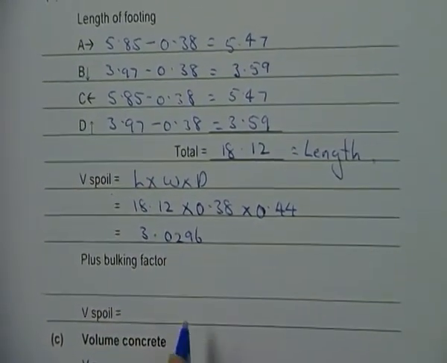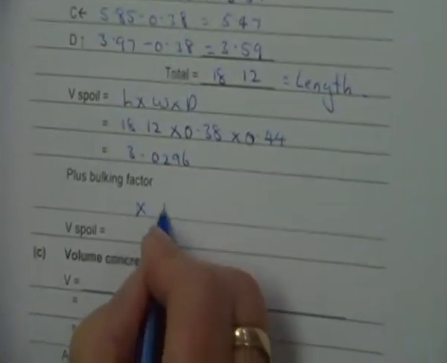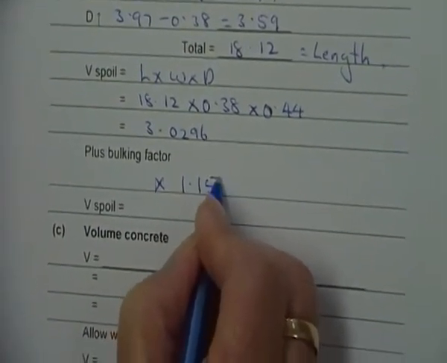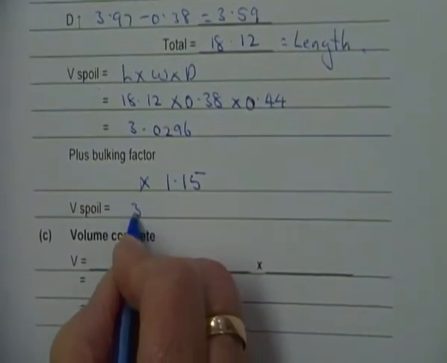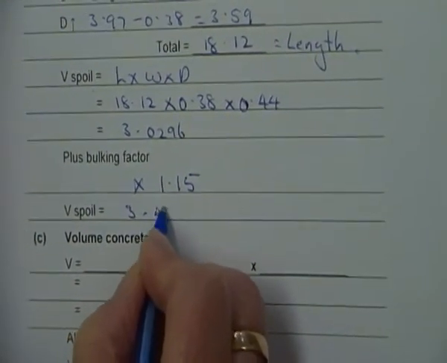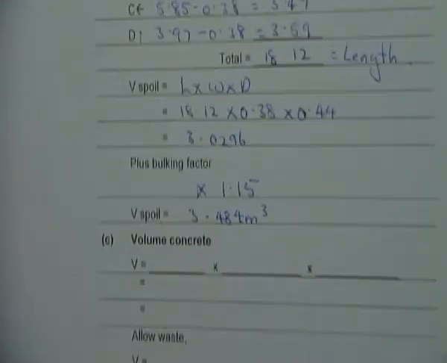So we do the calcs on that, and we're going to get a figure of 3.0296. Now we've got to add our bulking, so you go back to your question and it's 15% bulking factor. So I'm going to times that by 1.15, and I get an answer of 3.484 meters cubed. So that's our spoil done.